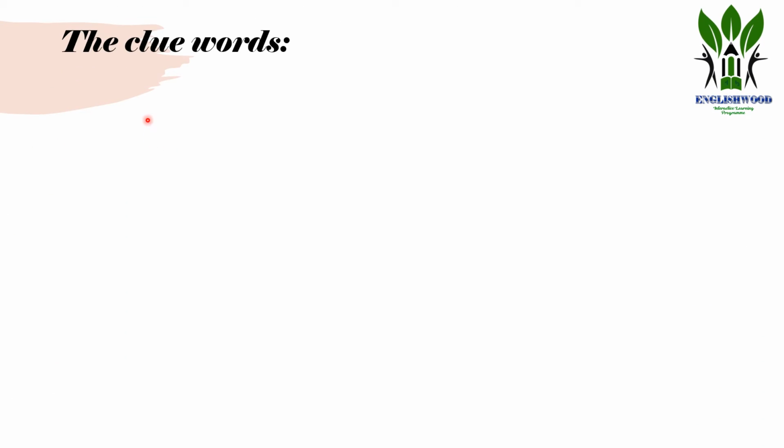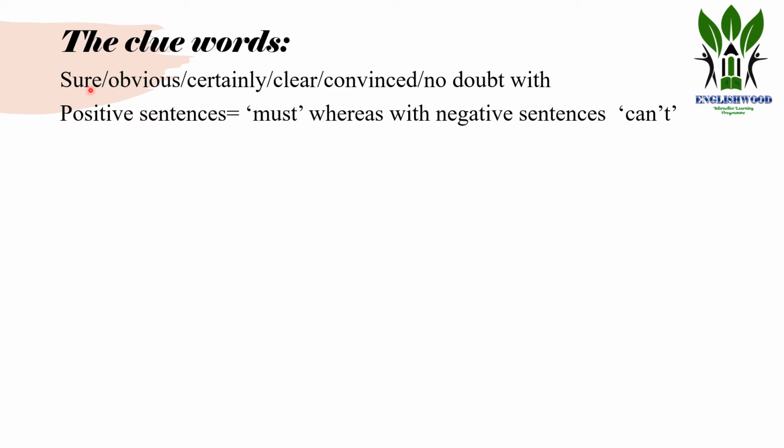Now, all right, the clue words, remember, okay? I'm sure can be replaced by it's obvious, it's certain or certainly, it's clear or clearly, I'm convinced, or no doubt, okay? So, sure can be replaced with this structure, and when they come with the positive sentences, we use must, okay? When they come with the negative sentence, we use can't.